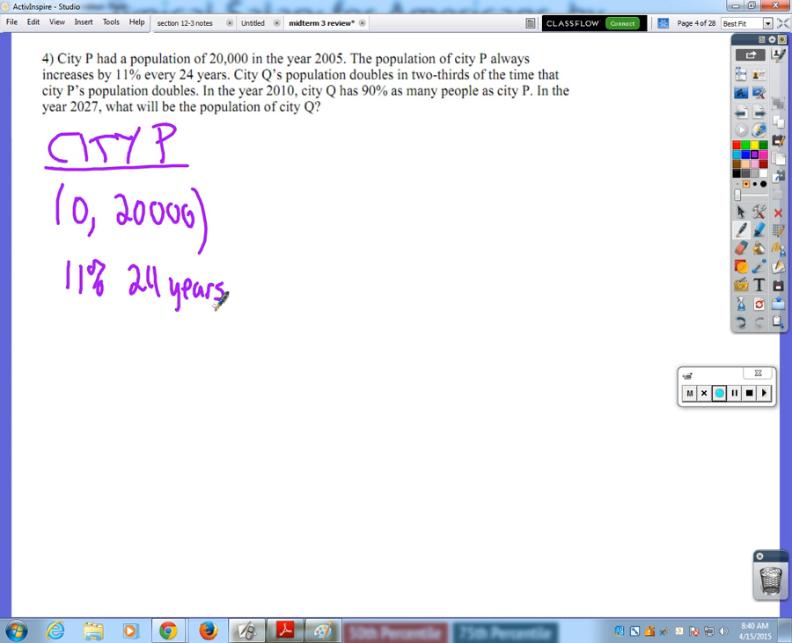So right there, you should be able to make an equation. Yes, it's y equals 20,000 times 1.11. Okay? Because the 0.11 is for 11%, and then you have to have a 1 because the population is increasing. So the what? Zero.